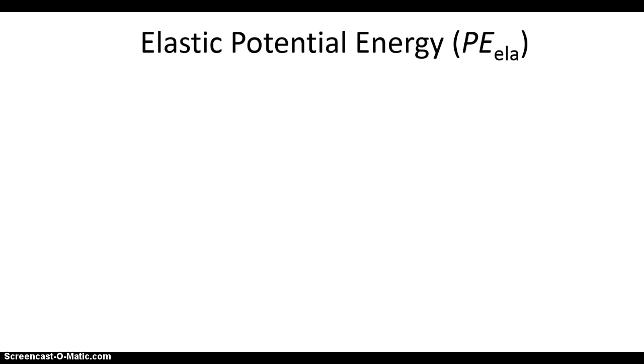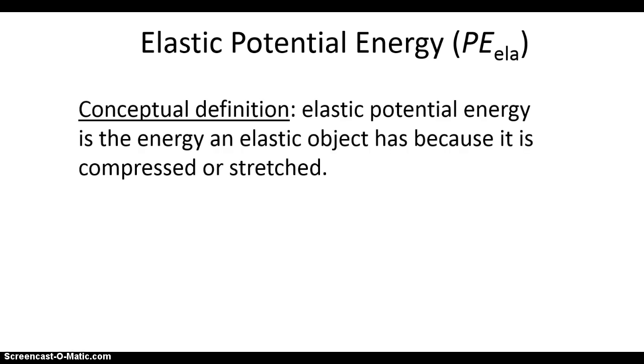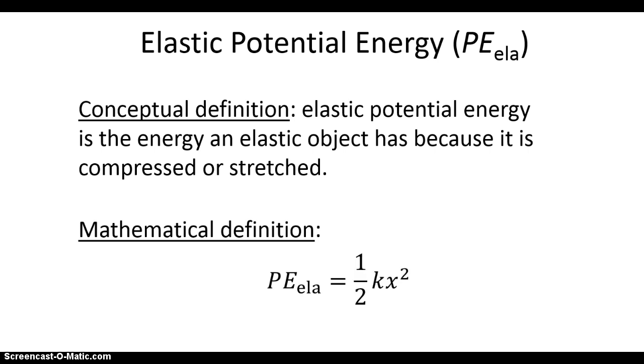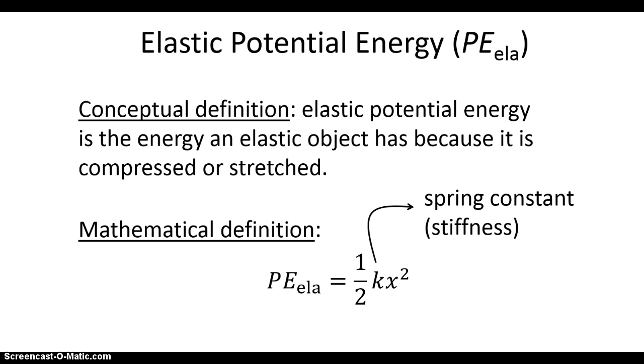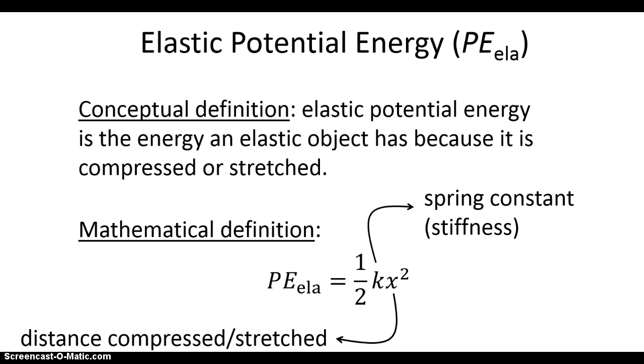Next up is elastic potential energy. This is the energy that something elastic like a spring or a rubber band has because that object has been compressed or stretched. Mathematically, elastic potential energy is 1/2 times k times x squared. K is the spring constant, or the stiffness, of the spring, or the rubber band, or the other elastic object. X is just how far the object has been compressed or stretched.